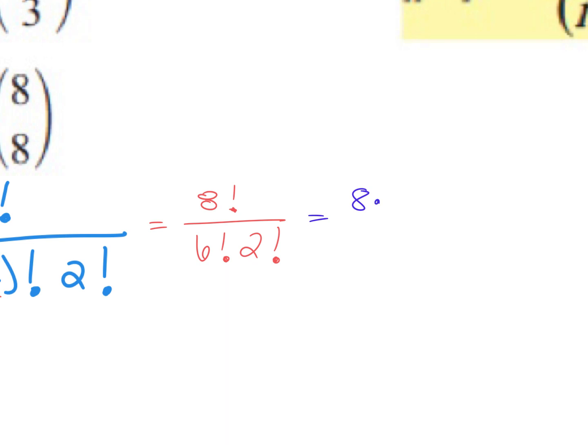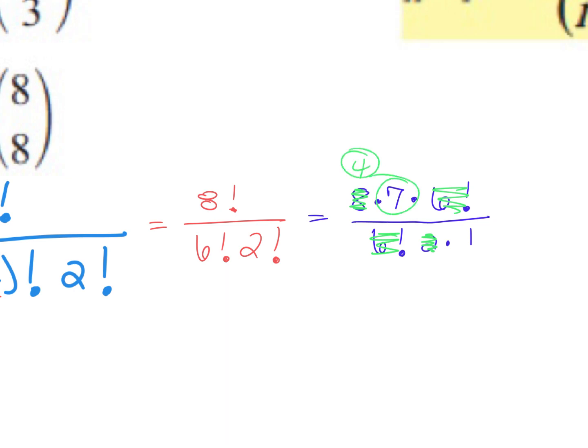I have 8 times 7 times 6. Can I stop at 6 factorial? How come? Because there's 1 on the bottom. Good. And then I have 2 times 1. So what happens with my 6 factorials? They cancel. Can I cancel anything else? Yeah. I don't have to. I can say 8 times 7 divided by 2. But I'm going to go ahead and say, well, 2 goes into 2 once, and 2 goes into 8 how many times? 4. So what do I have left? 4 times 7, which is 28. That's it. That's all we're doing.